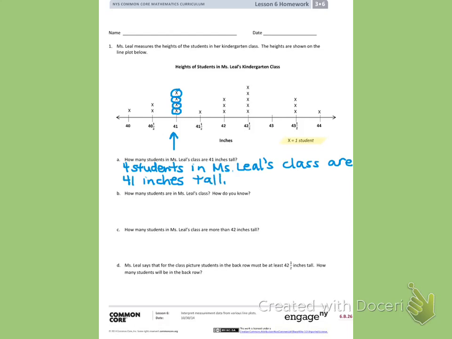Item B says, how many students are in Miss Leal's class? How do you know? I better highlight that. How many students are in Miss Leal's class? And don't forget the how do you know part. If I only answer one of the questions, then I would not get the entire problem correct. Let me go ahead and erase the marks that I have from the previous answer.